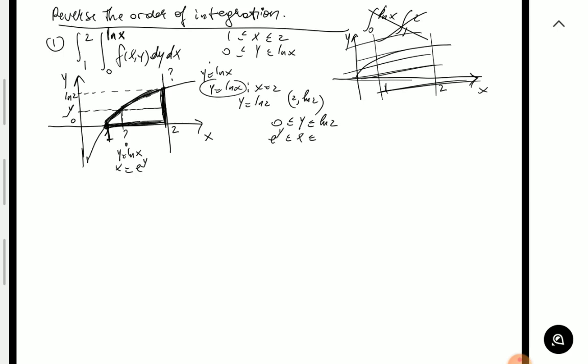What is the upper bound for x? That's going to be the same. It's just a constant, right? It goes all the way up to 2 for every slice. So x is between e to the y and 2. So as the conclusion, the integral from 1 to 2 and then from 0 to ln of x of that function dy dx is exactly equal to the integral from 0 to ln of 2 on the outside and then from e to the y to 2 on the inside, but now dx dy.